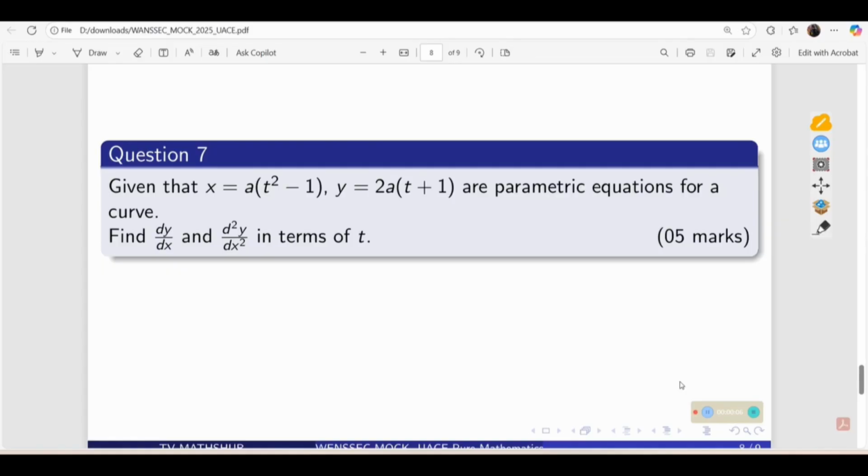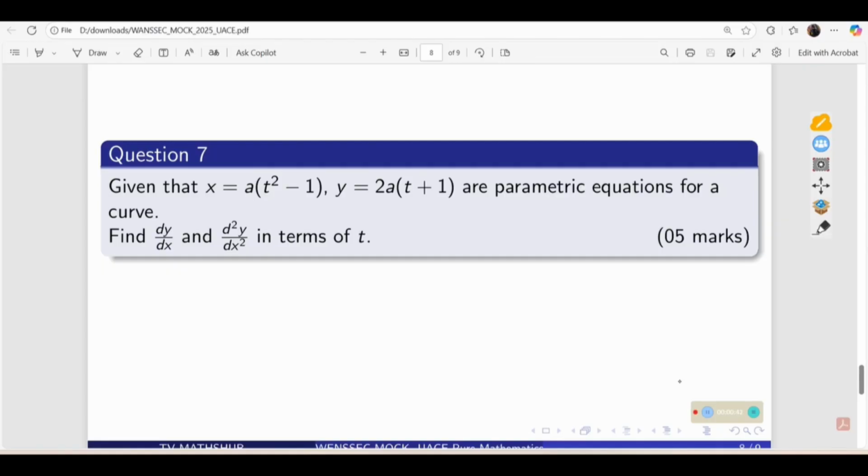In today's session, we shall be looking at question number 7 of the WASSCE mock. We are given that x is equal to a(t squared minus 1), and y is given as 2a(t plus 1). These are the parametric equations of a given curve. We need to find dy/dx and d²y/dx² in terms of t. It is taking 5 marks.